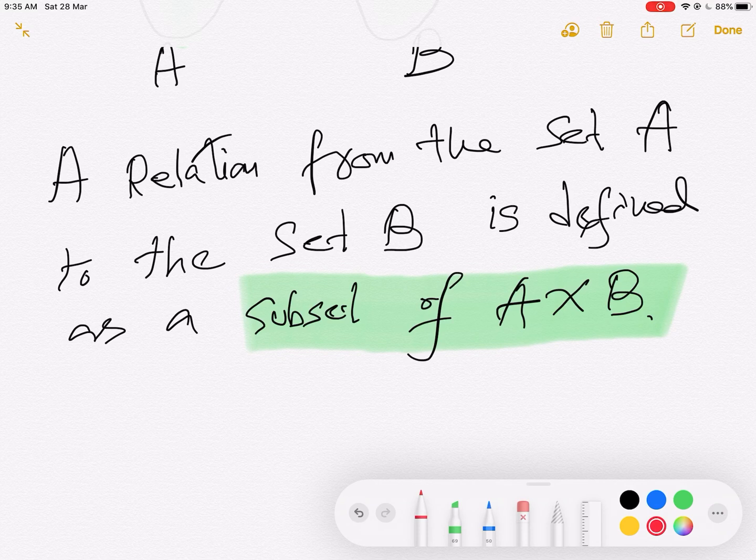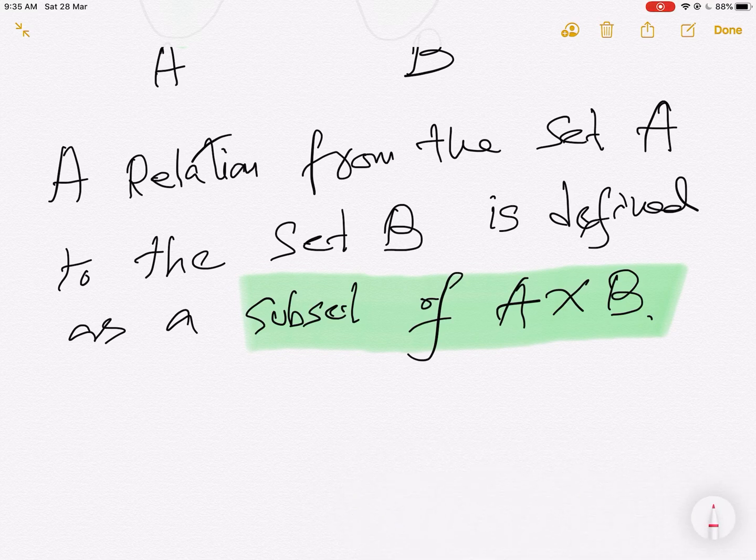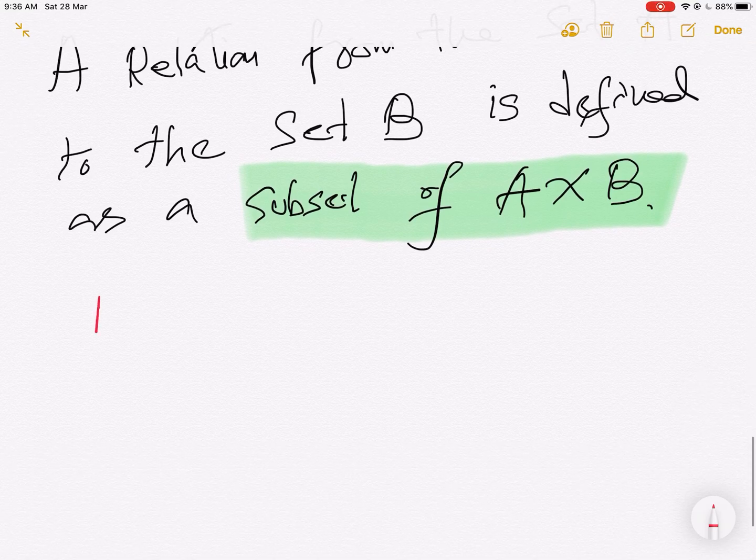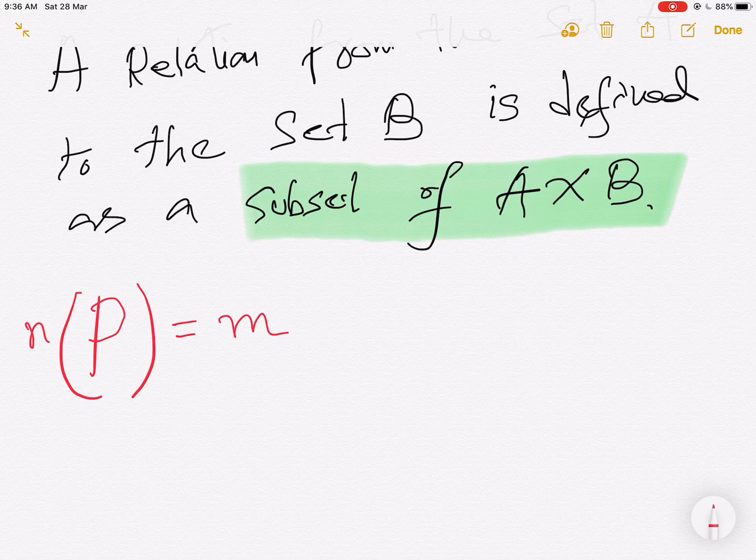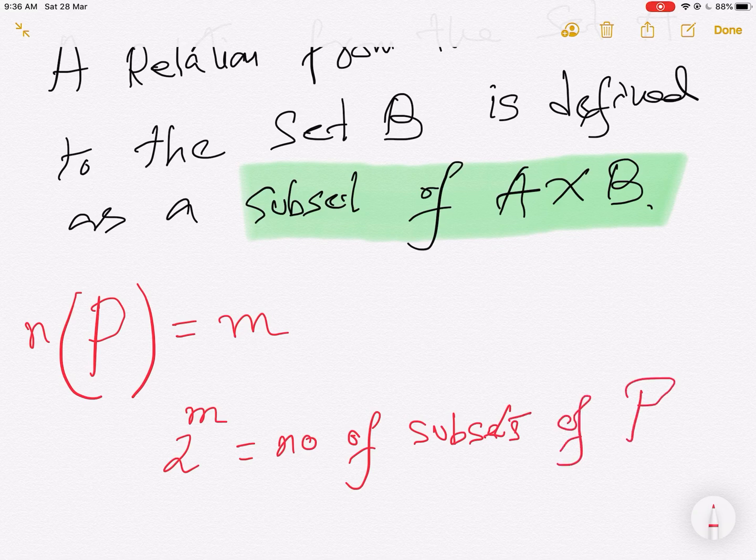The next question which arises is how many such subsets are possible. So we know that if a set, say capital P, has m number of elements, that is, if the cardinality of the set P is m, and cardinality means the number of elements which a set contains, then we can have 2 to the power m number of subsets of the set P. So this will be the number of subsets of the set P.